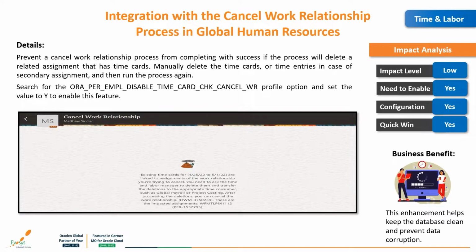So when you try to cancel the work relationship, it is going to prompt an error message which will say that there are existing time cards linked to the assignment of the work relationship you're trying to cancel. So either the time and labor manager has to delete these time cards, or they have to be transferred to payroll before the work relationship can be cancelled. So this definitely is going to improve the performance of the system because no orphan records are going to be there, and it is going to improve the data integrity as well.